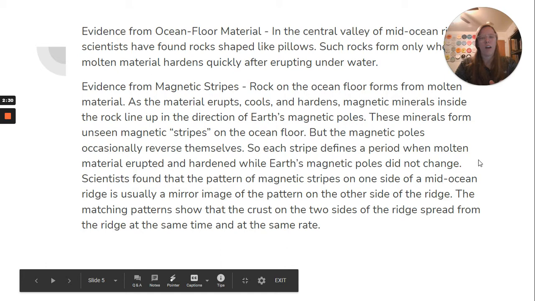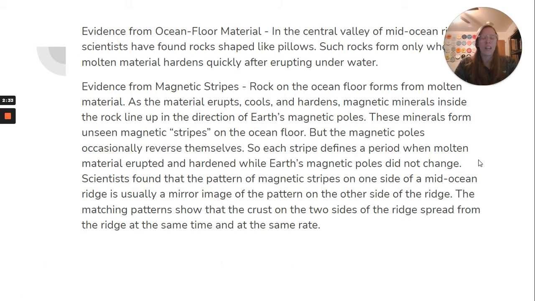Evidence from magnetic stripes. Rock on the ocean floor forms from molten material. As the material erupts, cools, and hardens, magnetic minerals inside the rock line up in the direction of Earth's magnetic poles. These minerals form unseen magnetic stripes on the ocean floor, but the magnetic poles occasionally reverse themselves. So each stripe defines a period when molten material erupted and hardened, while Earth's magnetic poles did not change. Scientists found that the pattern of magnetic stripes on one side of a mid-ocean ridge is usually a mirror image of the pattern on the other side. The matching patterns show that the crust on the 2 sides of the ridge spread from the ridge at the same time and at the same rate.